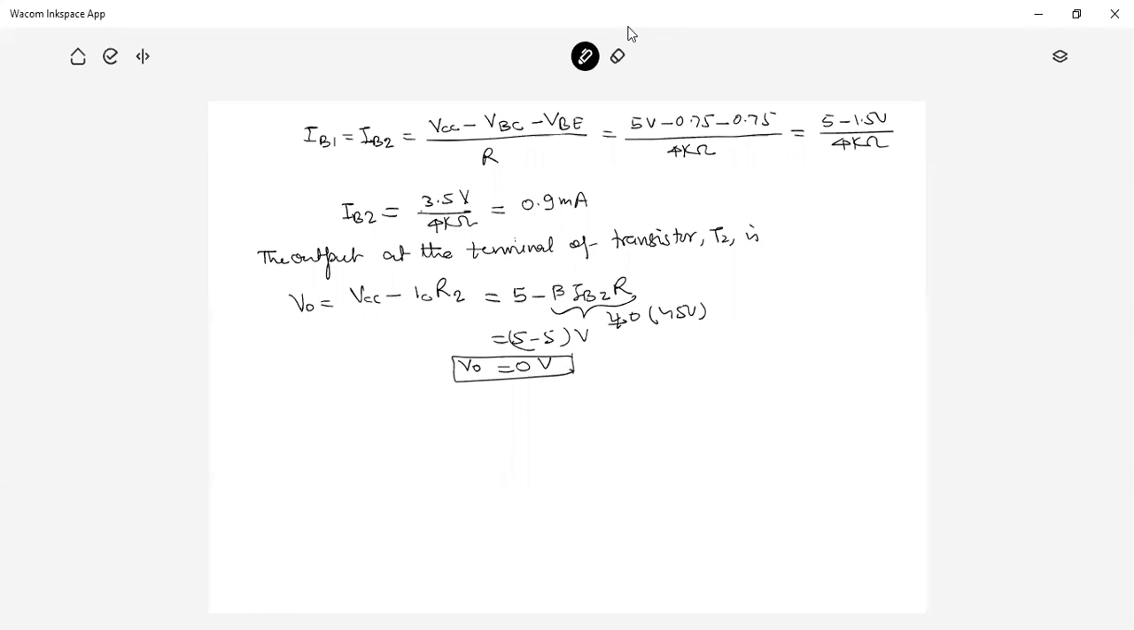This indicates the low state. So what we find is something like this: this can be supposed to be 2 diodes, and here it is 1 transistor.